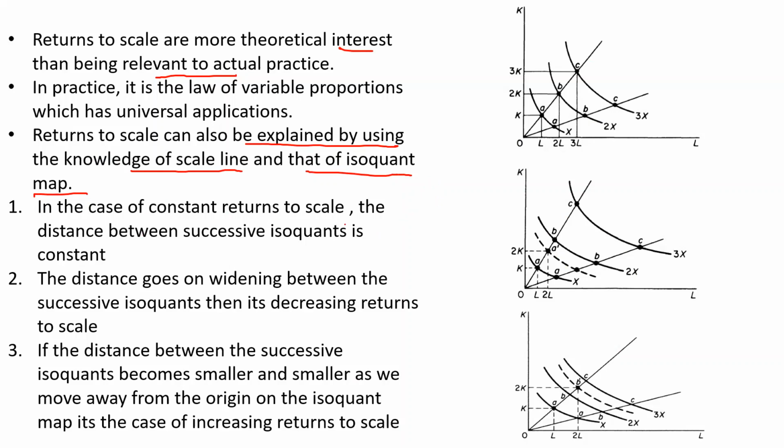Now, in case of constant return to scale, the distance between the successive isoquants is constant.